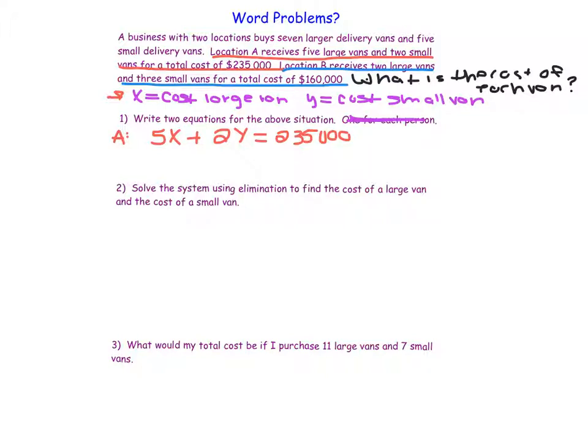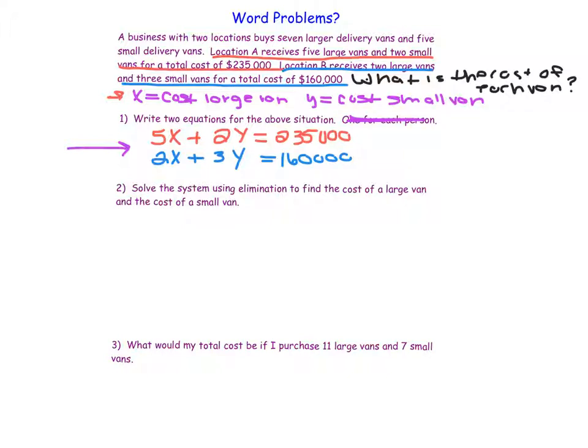Then for location B, we have 2 large vans times the cost of a large van plus 3 small vans times the cost of a small van is equal to $160,000. So here we can write one equation for each company: the equation for location A in red and the equation for location B in blue. Because this is set up in standard form, elimination is a good strategy simply because it's already rearranged into columns, as long as we can get those coefficients to match.